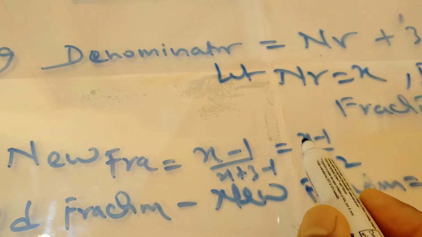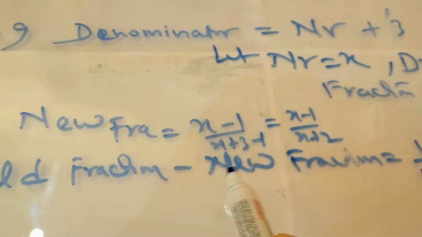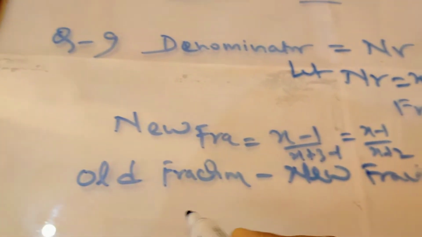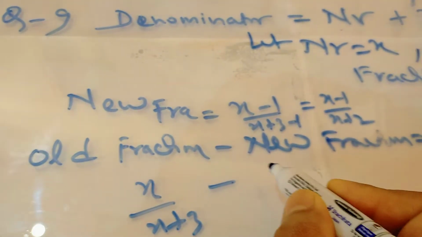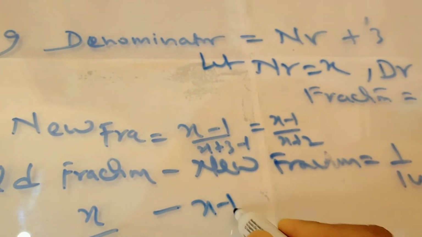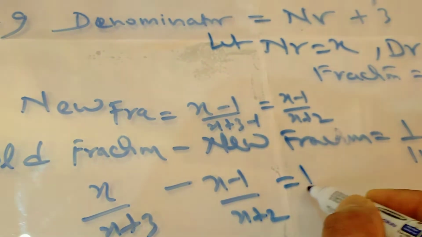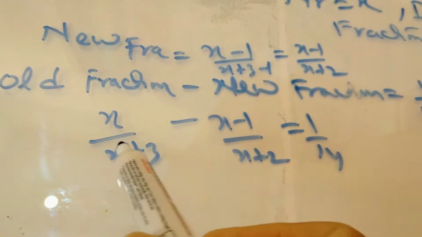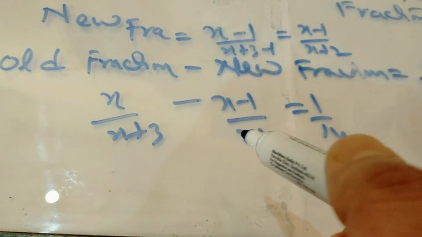This is the new fraction, x minus 1 upon x plus 2, and your old fraction is x upon x plus 3. Now the condition is that old fraction minus new fraction is 1 by 14. So x upon x plus 3 minus x minus 1 upon x plus 2 is equal to 1 by 14. This will give the quadratic equation. First we simplify this to get the quadratic equation, then solve it to get the value of x. From the value of x we will get the numerator and denominator both.